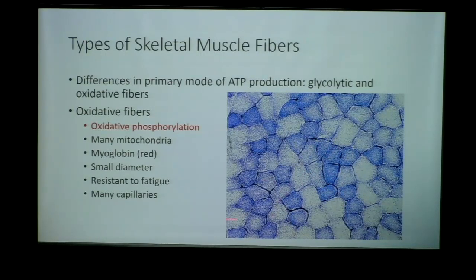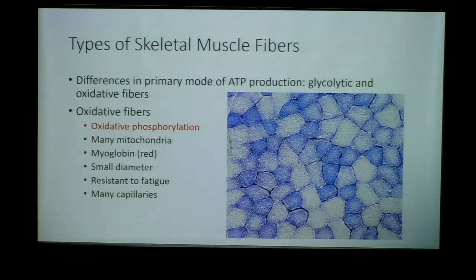okay? Now, as you would guess, they're much more resistant to fatigue. One, because oxidative phosphorylation is a much more efficient source of ATP production, right? It's going to generate much more ATP. Two, because we don't have the buildup of lactic acid here, okay? So these are the types of fibers that we see in slow conducting muscle.